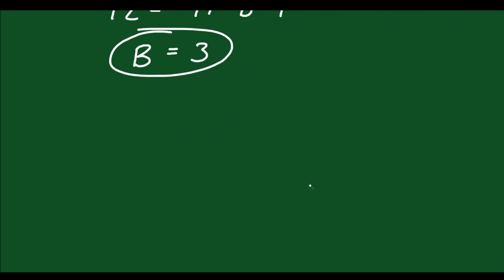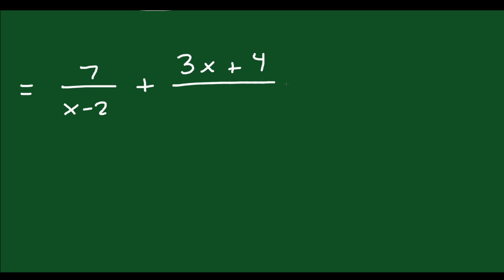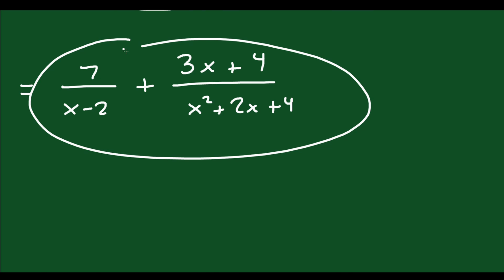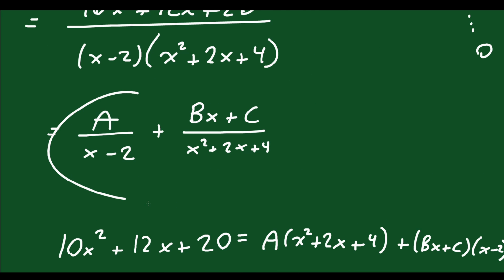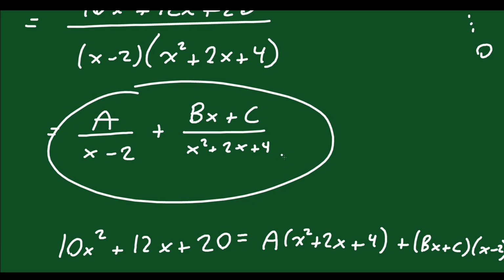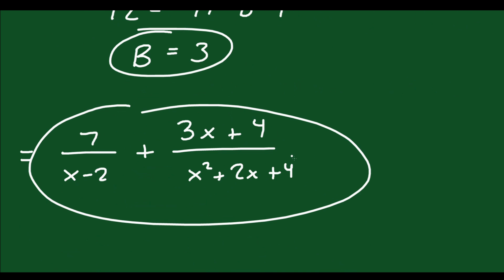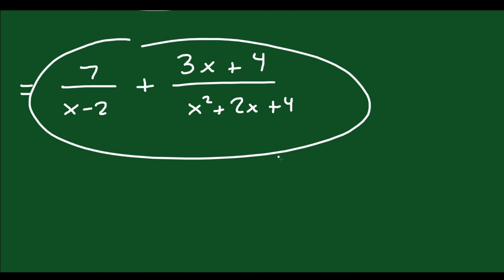So now we have A, B, C, and you can say that your original statement is equal to A, which is 7 over x minus 2, plus bx plus c, which is 3x plus 4, over your x squared plus 2x plus 4, right? So we're following the same pattern we set out earlier up here, this pattern here. But now that we found A, B, and C, we're plugging those numbers into it, and that's how you get your final answer down here. Okay, and that's it.